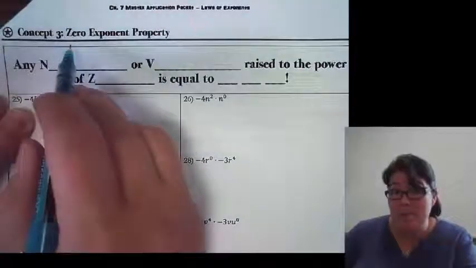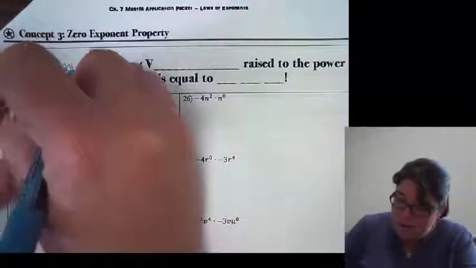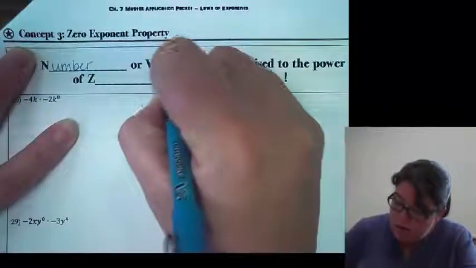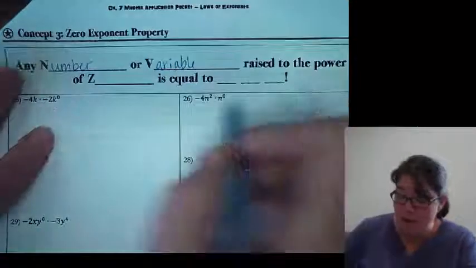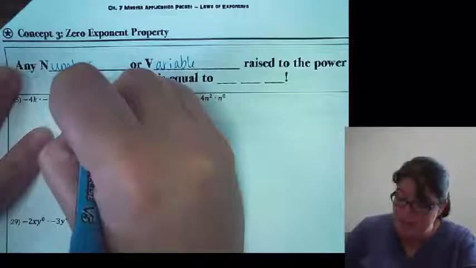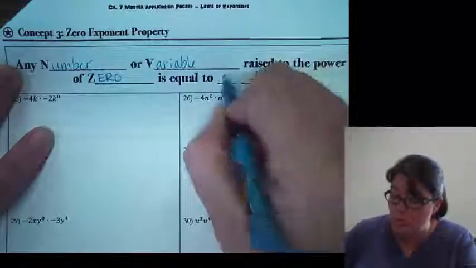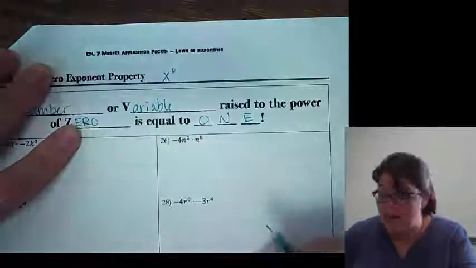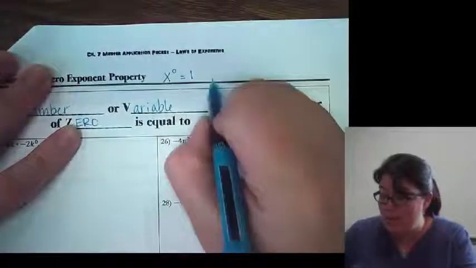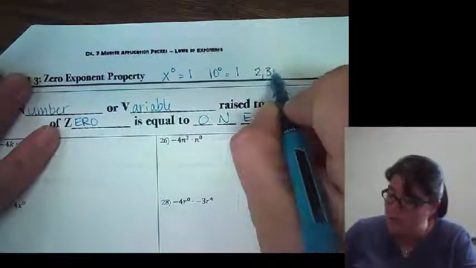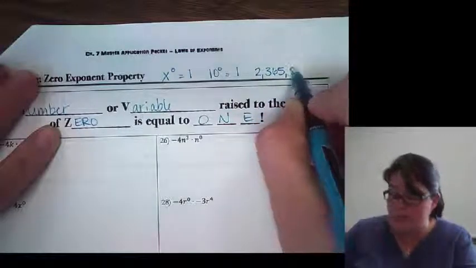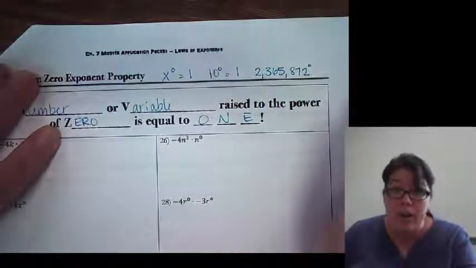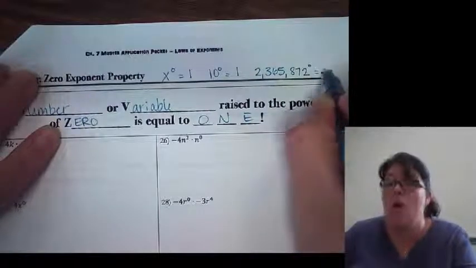Basically what the zero exponent property says, any number or variable raised to the power of, you got it, 0 is equal to 1. O-N-E, 1. That's right. That means if I give you x to the 0, whatever x is, it equals 1. If I give you 10 to the 0, that equals 1. If I give you 2,365,872 to the 0 power, that 0 power turns it all into 1.